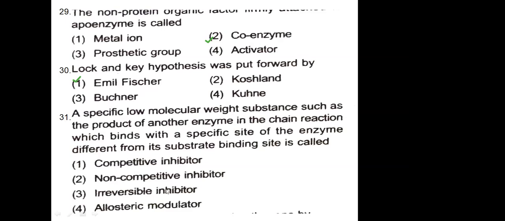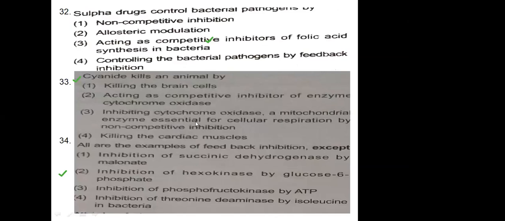So what's the question they're explaining here? It's a low molecular weight substance. Okay, it is a product of another enzyme in a chain reaction. It binds to the specific site of the enzyme different from its substrate binding site. They are called competitive inhibitors. They resemble a substrate. Sulfur drugs control bacterial pathogens by feedback inhibition.